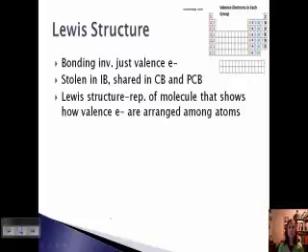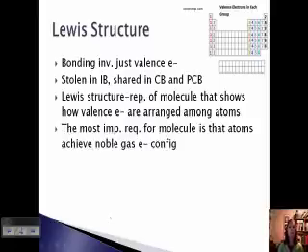So a Lewis structure is a representation of a molecule that shows how the valence electrons are arranged among the atoms. So it shows how those electrons are used. The most important requirement for any molecule is that the atoms achieve noble gas electron configuration. And we talked about this in section 4 and 5. And that's going to apply to Lewis structures.